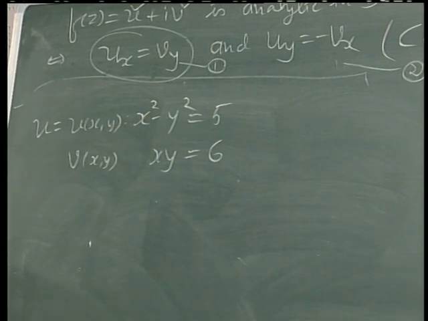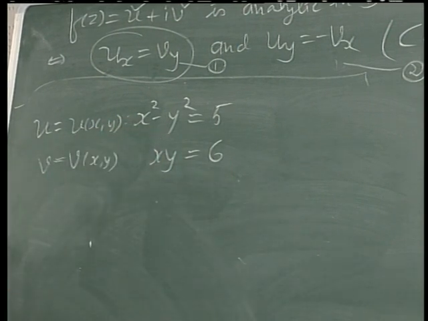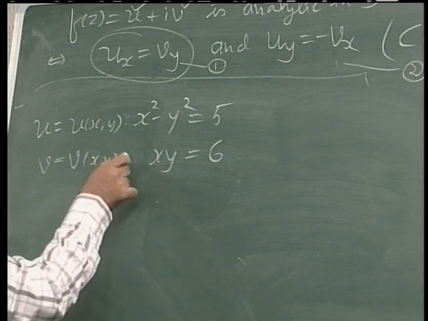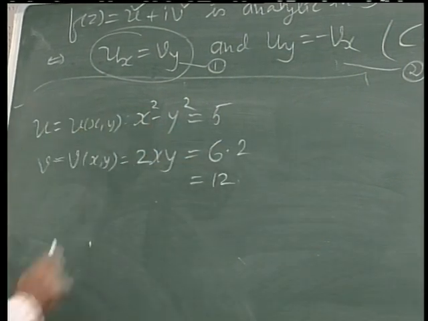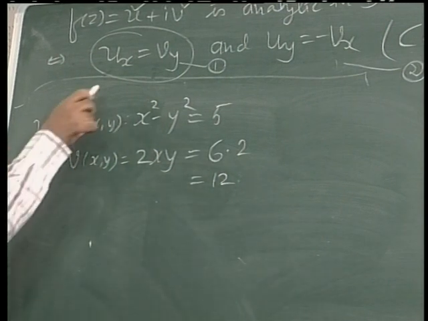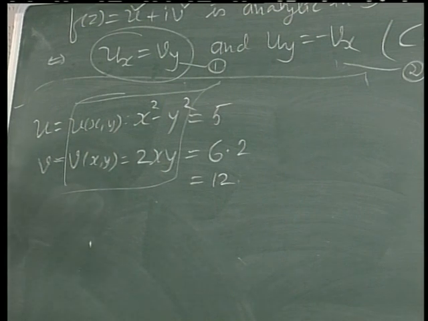Okay. Now we are going to take an analytic function. So let us take these two curves, x square minus y square is 5, xy equal to 6. I take this as 2xy, so I must multiply here by 2, it becomes 12. Now our two curves u(x,y) equal to C1, v(x,y) equal to C2.